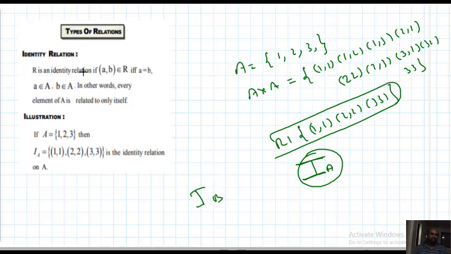So R is an identity relation if the ordered pair (a, b) belongs to R if and only if a equals b. These two should be the same: the X component and Y component should be equal. In other words, every element of A is related to itself. Such a relation is called identity relation.